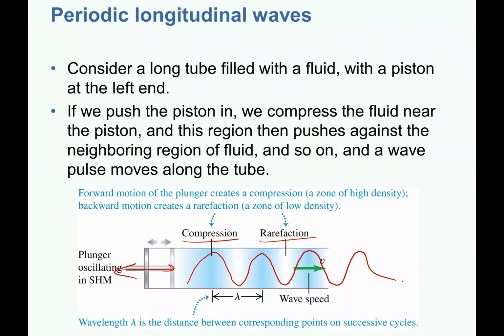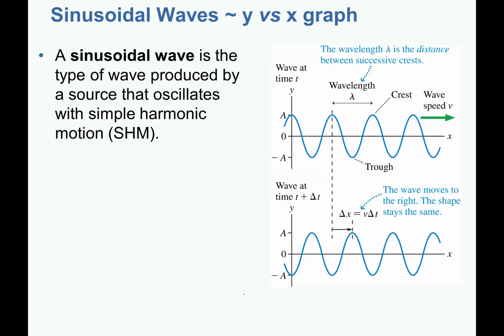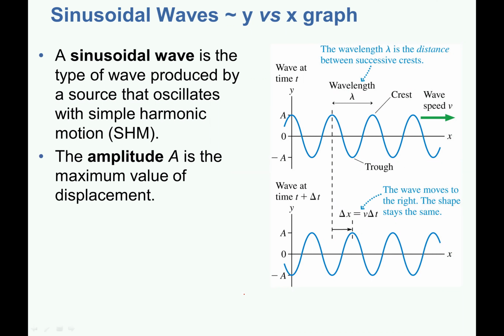That means you can still consider this as a sinusoidal wave, because this represents high concentration, another high concentration, and between them is the low concentration. And the distance between one compression and another is the wavelength. All right, so a sinusoidal wave is a type of wave produced by a source that oscillates with simple harmonic motion. And remember, the amplitude is the maximum displacement you can have for a certain medium.